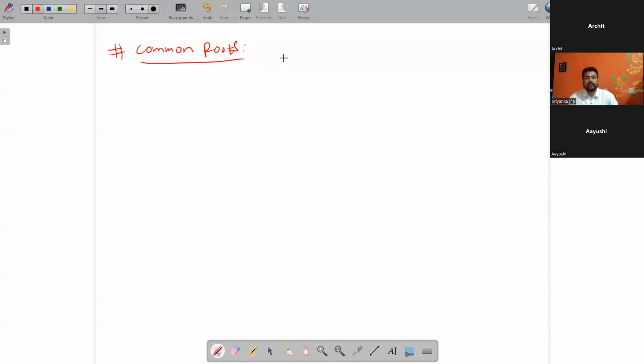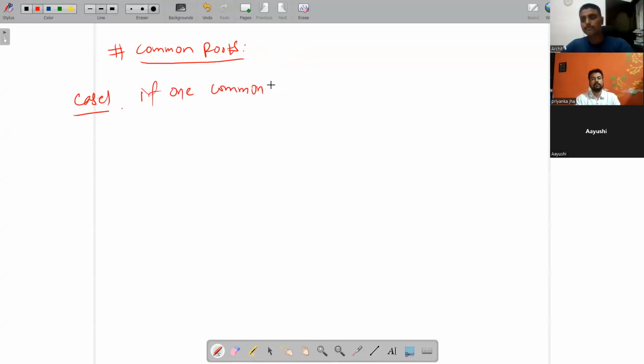Okay, so today we'll start with common roots. Suppose we have a quadratic equation, ax squared plus bx plus c equal to 0. First case I will take is when one root will be common. Case 1: if one common root.